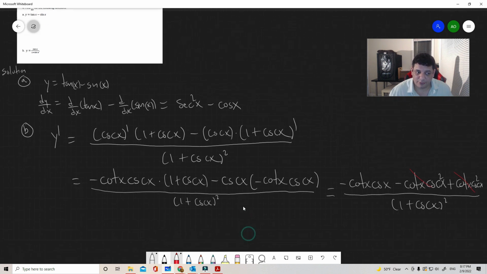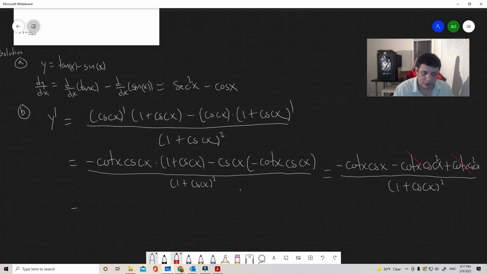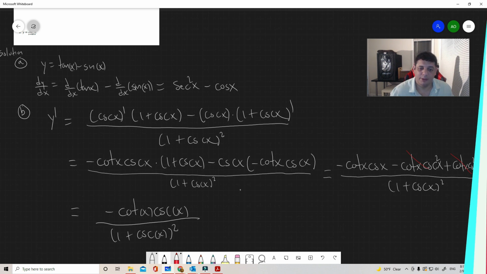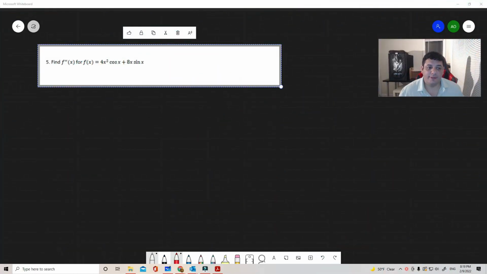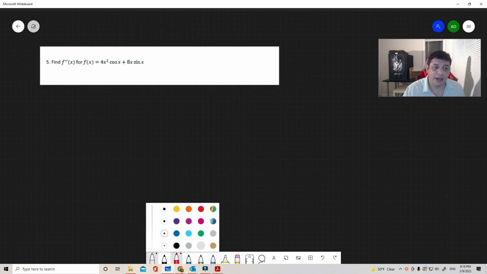So the end result is going to be minus cotangent of x, cosecant of x, divided by 1 plus cosecant of x squared. Okay. Now let's see what happens if we take higher order derivatives and how this is going to behave using trigonometric functions. So now we have the function f of x equals 4x squared times cosine of x plus ax sine of x.